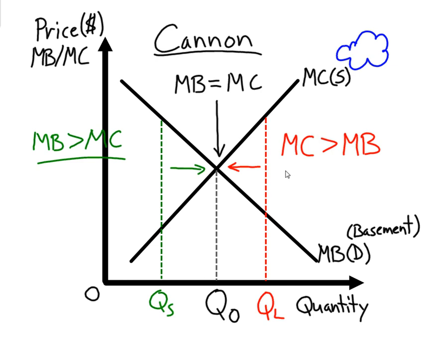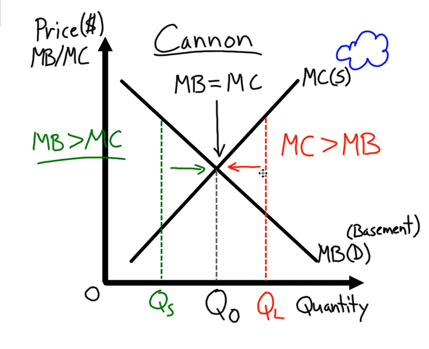On the other hand, if we go to a quantity greater than QO, like QL, what we find is now that the marginal benefit is going to have a smaller value for that quantity than the marginal cost. So what we have to give up for another cannon is bigger than the benefit that additional cannon provides. We won't do that, right? We're not going to give up more than what we get.